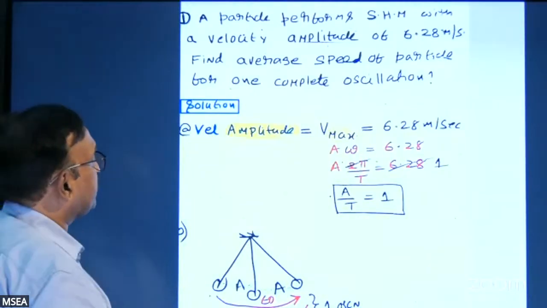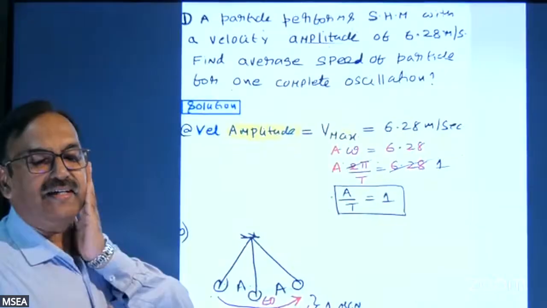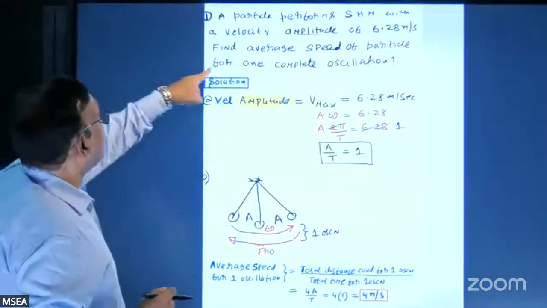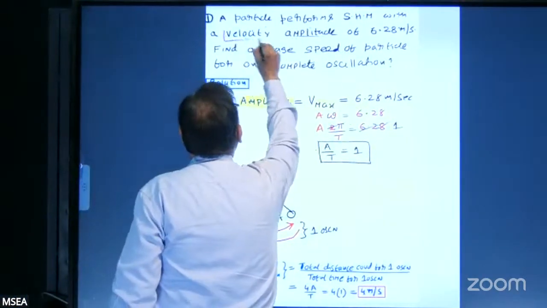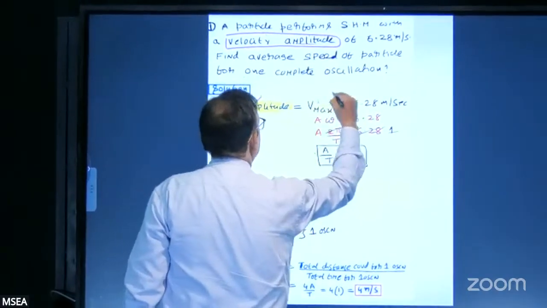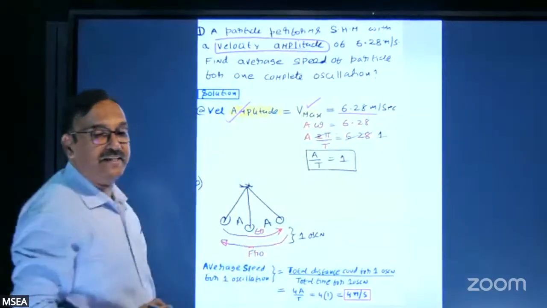Coming to the first bit, a combination of SHM plus kinematics. A particle performs SHM with a velocity amplitude. What do you mean by velocity amplitude? It means maximum velocity. Velocity amplitude means maximum velocity of 6.28 meter per second.